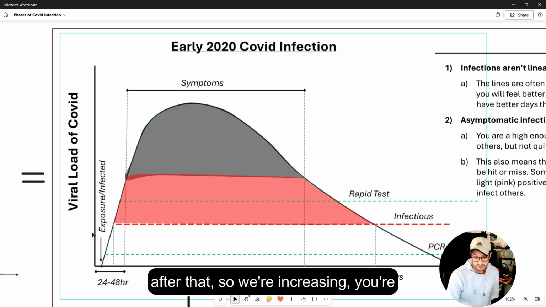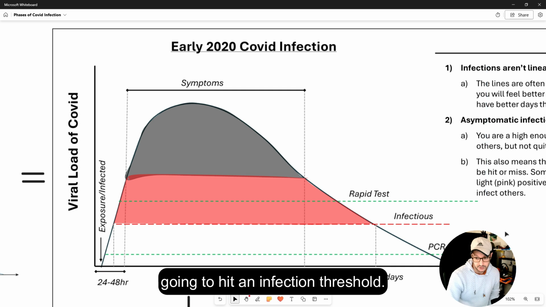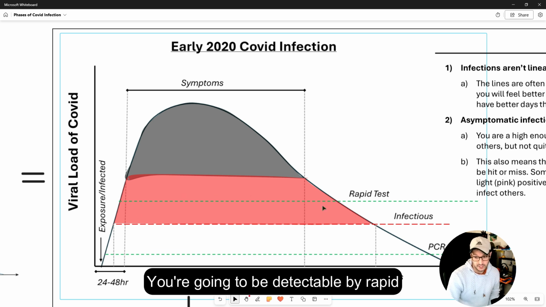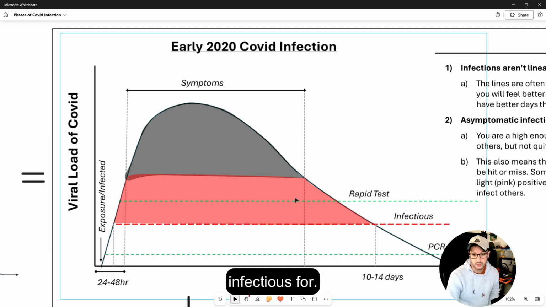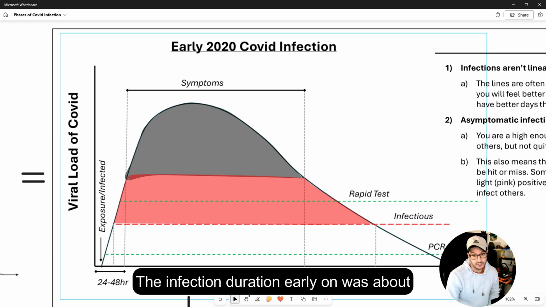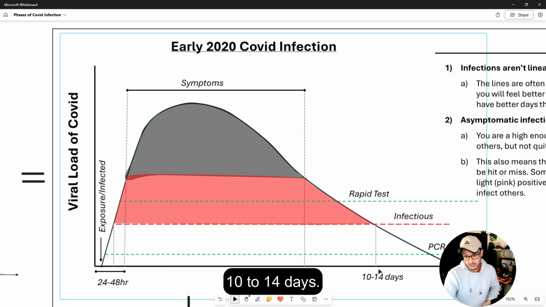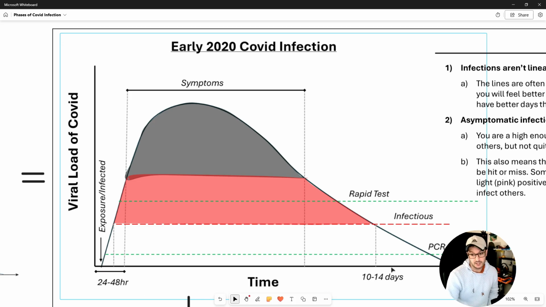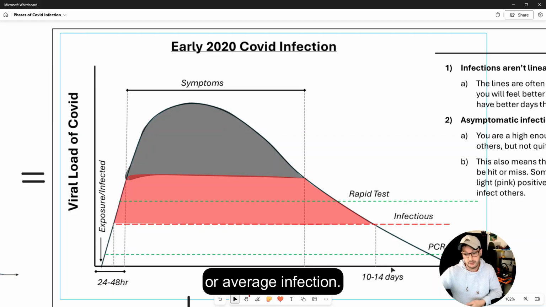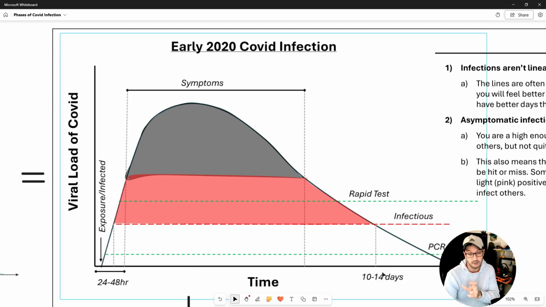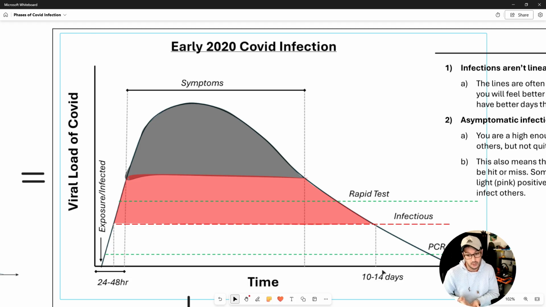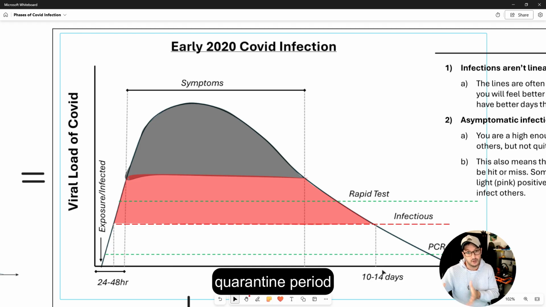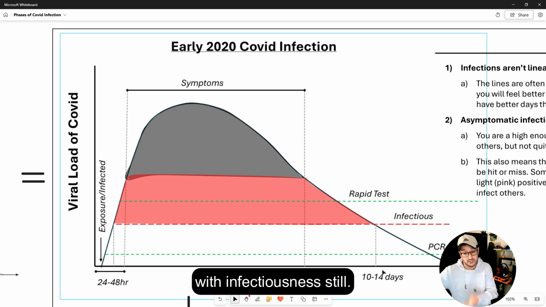So after that, we're increasing, you're going to hit an infection threshold. You're going to be detectable by rapid test, and then it's going to keep going. So everything colored in here, you would be infectious for. The infection duration early on was about 10 to 14 days. And that's really important because that was like the median or average infection, slightly different things, but they were both coming out to about the same infection duration. But recall, we only had a 10-day quarantine period. So that means that people were escaping this quarantine period with infectiousness still.